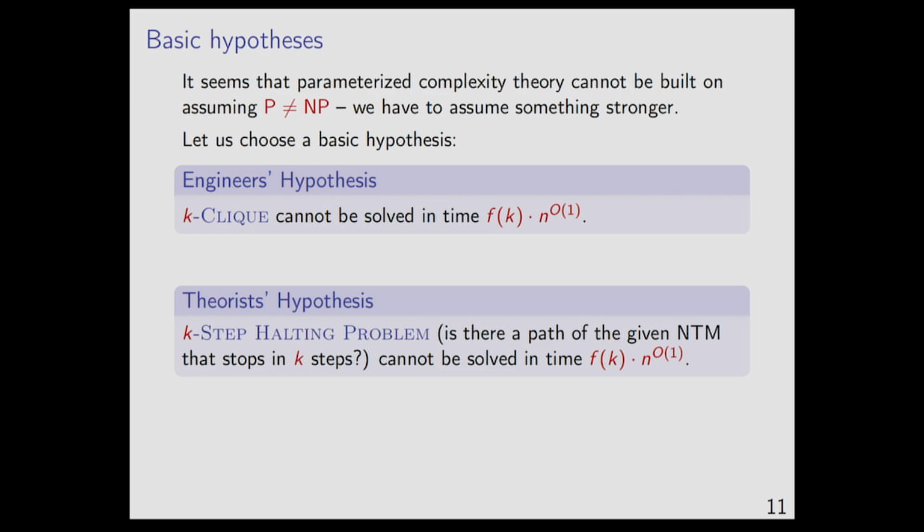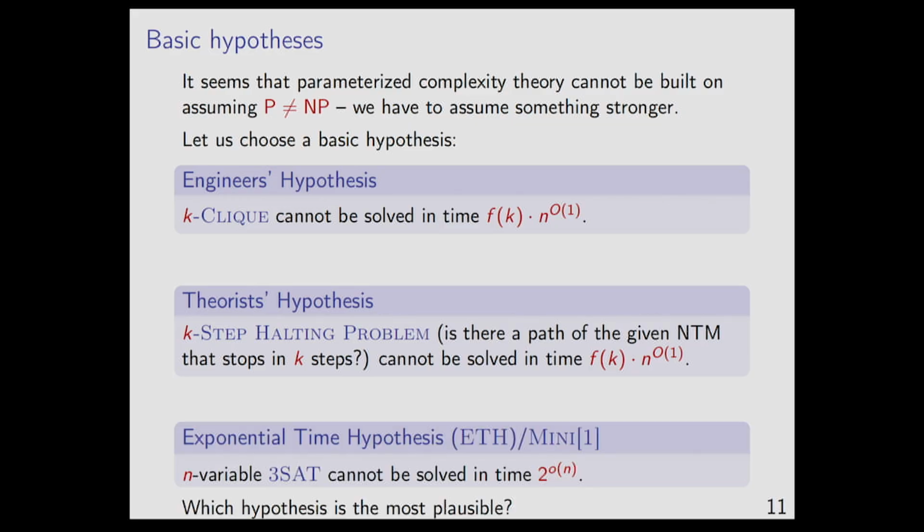So now we make a version of the halting problem for parameterized complexity, which says, given a non-deterministic Turing machine, is there a path that on the input will stop in k steps? And we will assume that this cannot be solved in FPT time. So this looks like we're talking about some non-deterministic Turing machine, some halting problem. This looks more plausible or believable than believing that k-clique cannot be solved in f of k poly time.